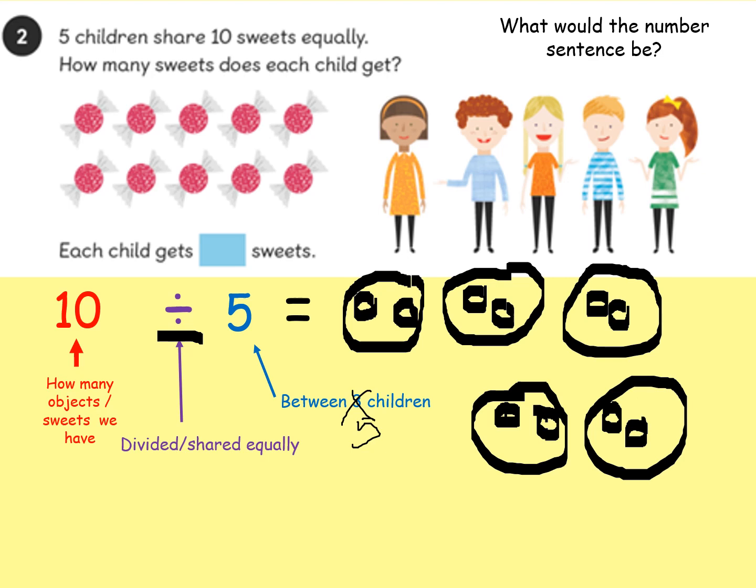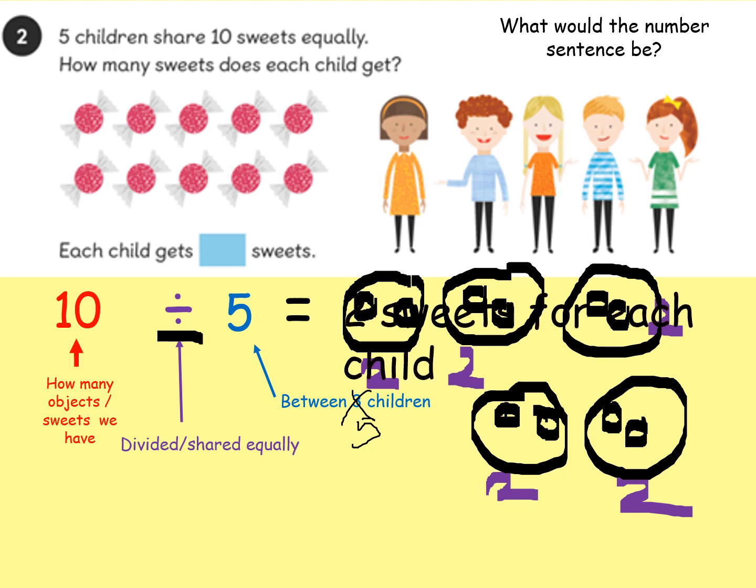So now if we look, children, I shared my 10 sweets between 5 children. How many sweets do they get each? Well, in this group, this child has 2 sweets. This child has 2 sweets. This child has 2 sweets. This child has 2 sweets. This child has 2 sweets. Yes, it's equal. So 10 divided by 5 is 2. Okay, 10 sweets shared between 5 children. 10 divided by 5. 10 shared between 5 equals 2.